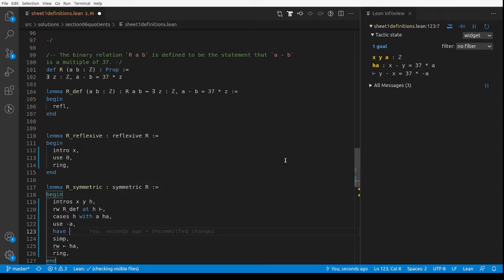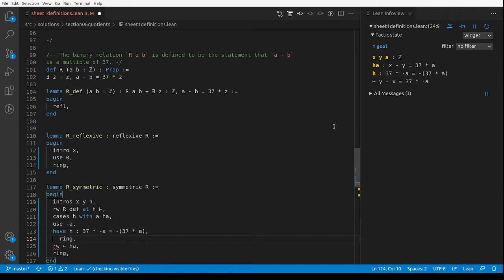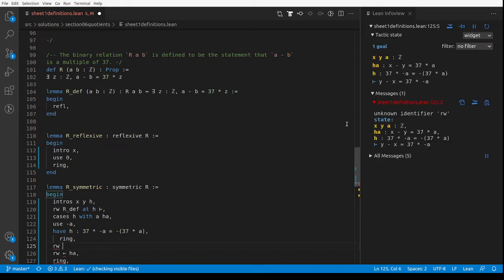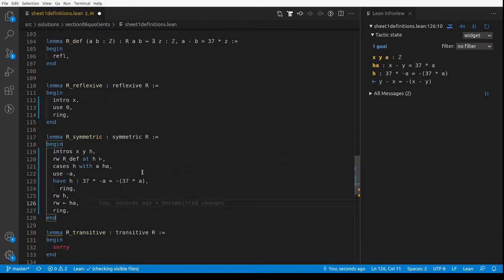We could say, have hypothesis H. I claim that 37 times negative a equals minus 37 times a. There. So we could make that hypothesis. Now we've got two goals, you see. But that second goal we can just solve by ring immediately. And now we don't need the simplifier anymore. Now we can rewrite H, you see. There. And then we can rewrite HA. So there we go. The proof's compiling again. So that's a proof that doesn't use the simplifier at all.